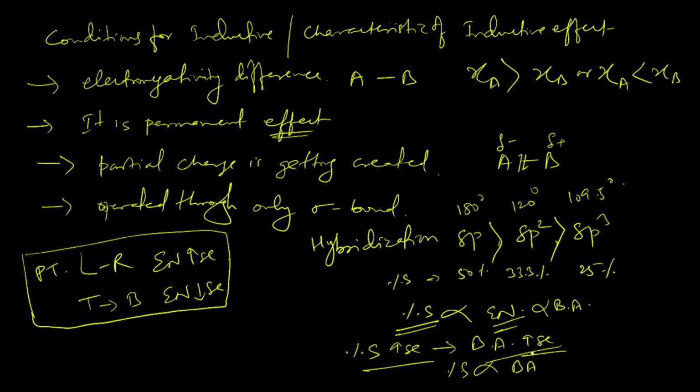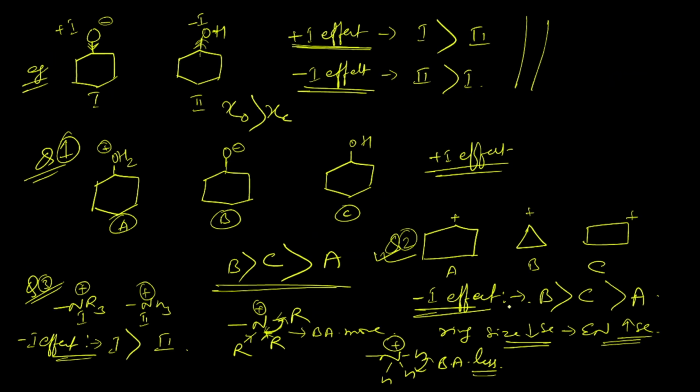If the bond angle increases, your percentage s character increases. If the percentage s character increases, your electronegativity increases. And if your electronegativity increases, your minus I effect increases. Now you just see here the bond angle is more.